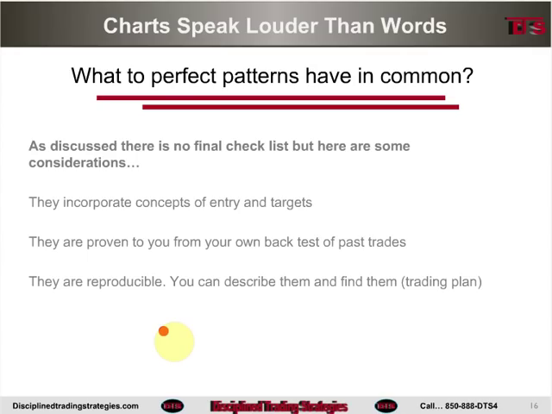What if I didn't take the first entry that I wanted to take? What if I waited for the next entry? What if I gave my stop X percentage more room? All these things are things that you can improve your trading greatly by looking at. This is what backtesting is about. It's backtesting your own personal subjective things you put into the chart. And lastly, what do they have in common? They're reproducible. You can describe and find them.